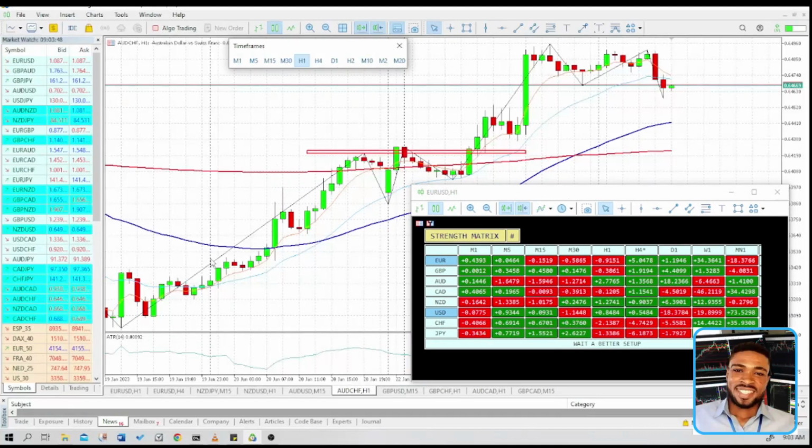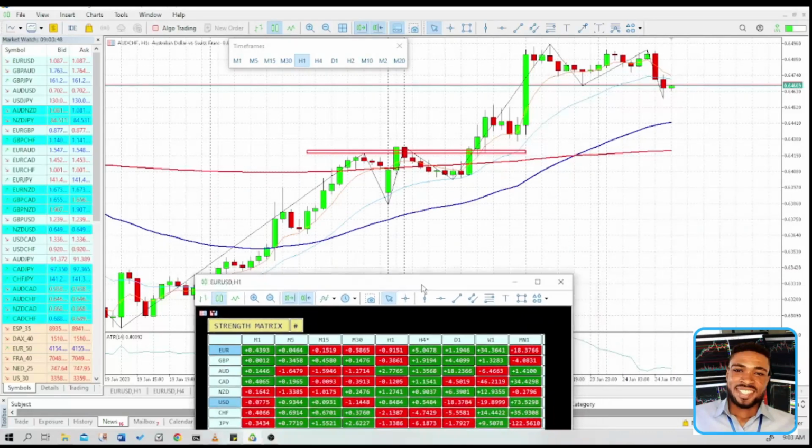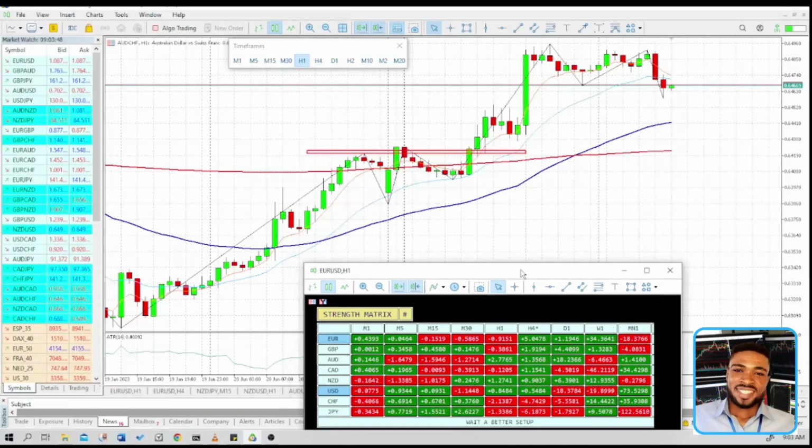You can see the market is on a strong uptrend. I told you guys, it's on a strong uptrend because the AUD is strong and the switch is weak. So definitely the market has to be on an uptrend. So how do you find our entry? The breakout continuation trading strategy. How do you find it?